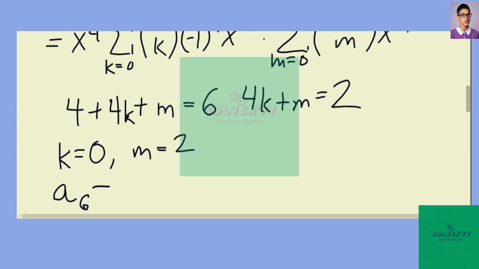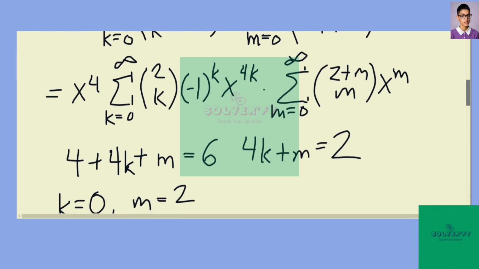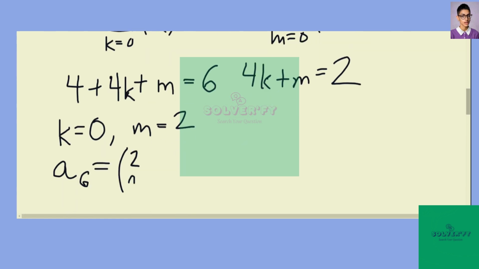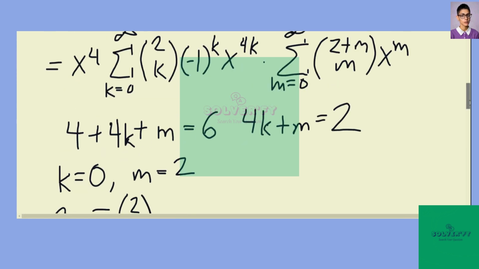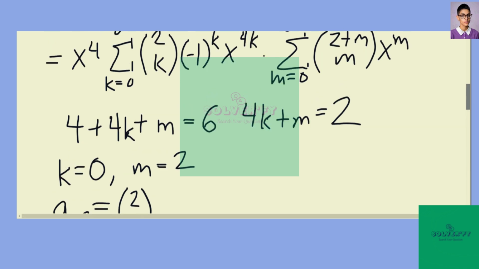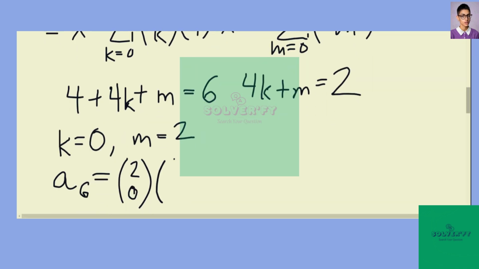And so in this case, we have that a6 is going to be equal to, if k is 0, 2 choose 0 times negative 1 to the 0, which is just 1, times 4 choose 2. 2 choose 0 is simply 1, and 4 choose 2 is 4 times 3 over 2, which is 2 times 3, which is 6. And so our answer is 6.